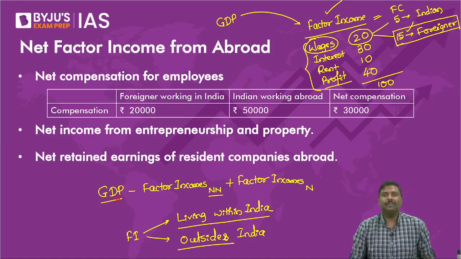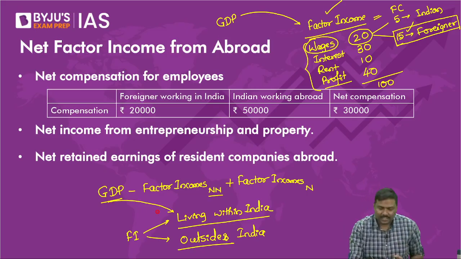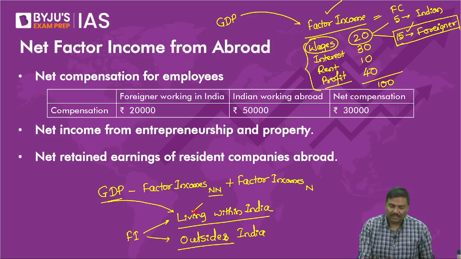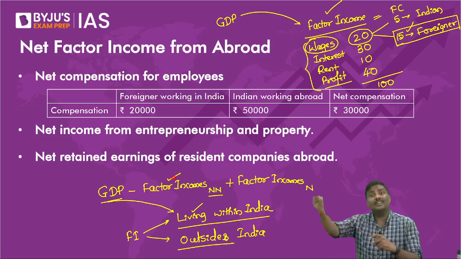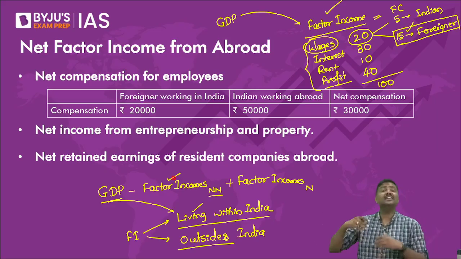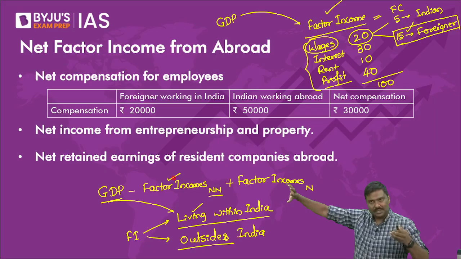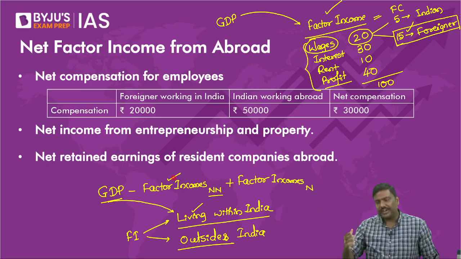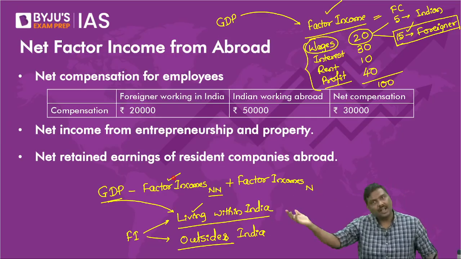I will take GDP, and in GDP this component is already present. But apart from this, there is also one more component: factor incomes generated by non-nationals. It could be wages, it could be profits, it could be rent, etc. So I will subtract those factor incomes, and for those nationals of India who have earned wages and profits outside India, I will add them.